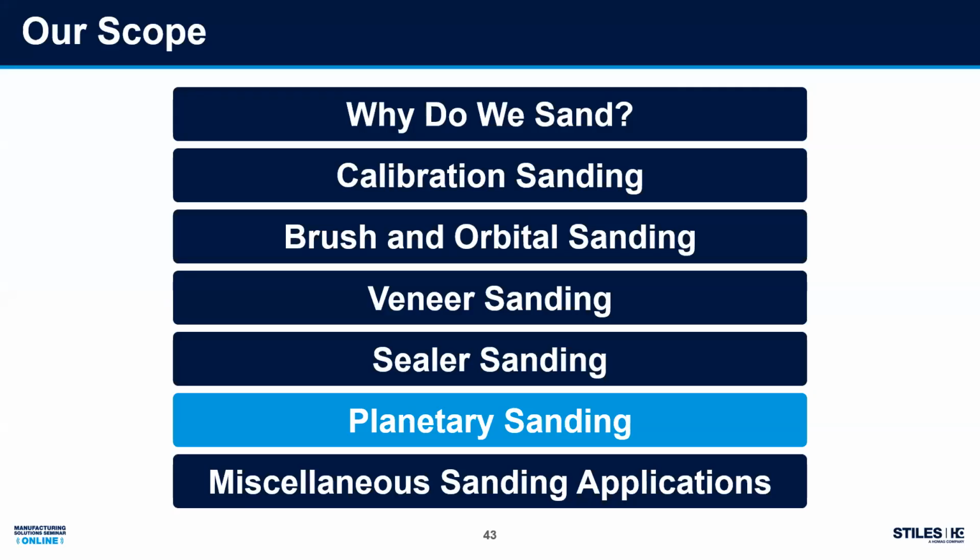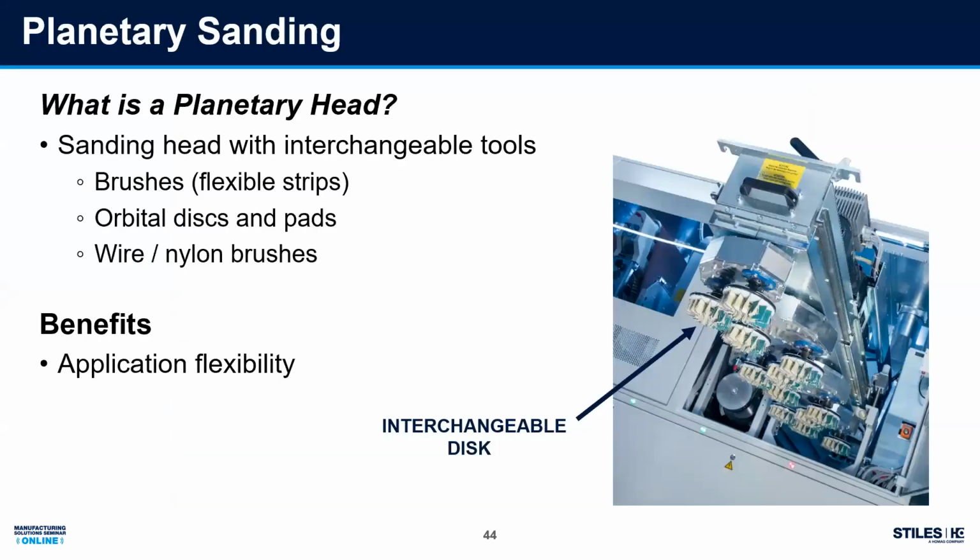Next, we'll move on to something that's a little bit more unique, or maybe not as known or understood, and that would be planetary sanding. So first, what is a planetary head? And you can see in the picture on the right what a Heesemann DBS planetary style head looks like.